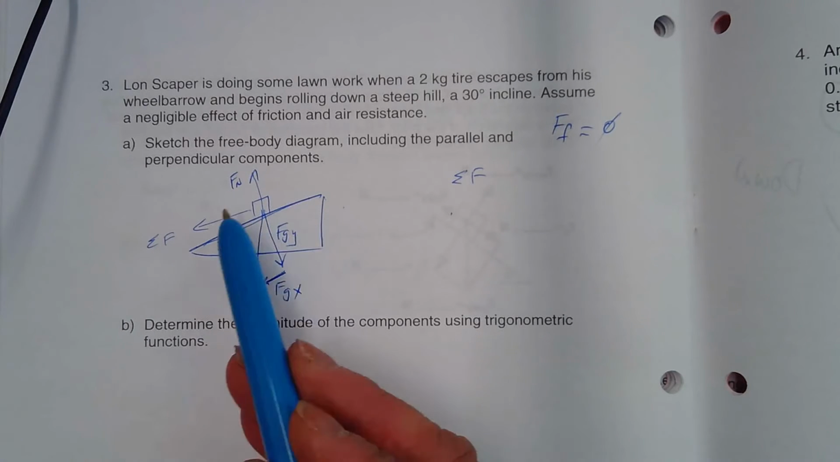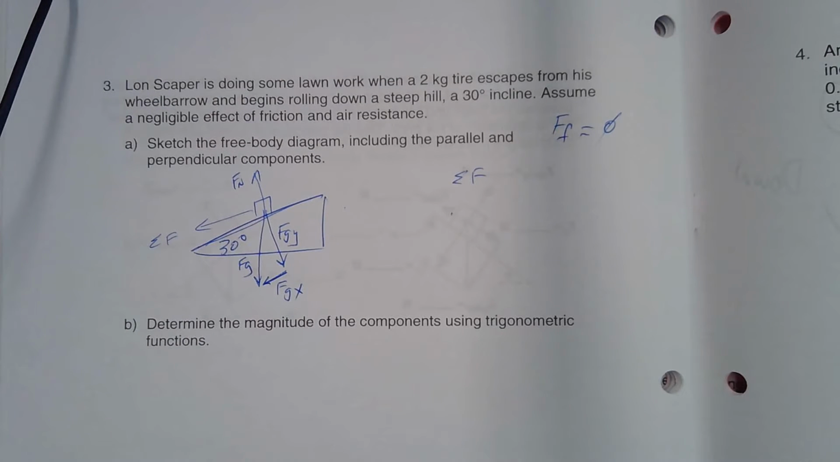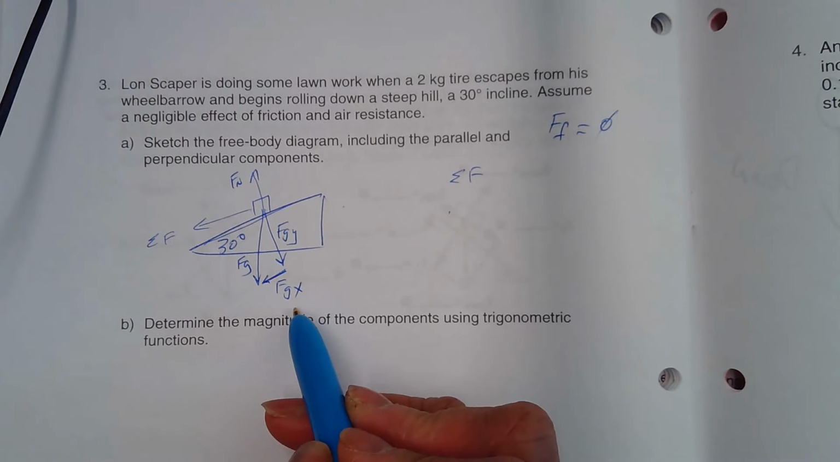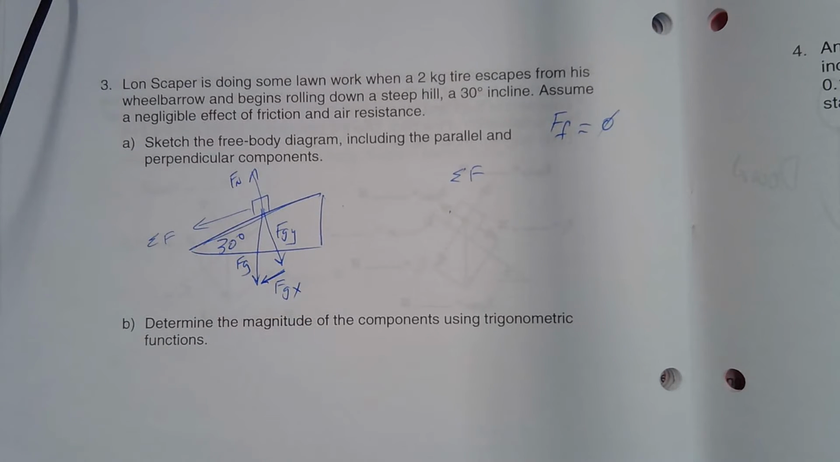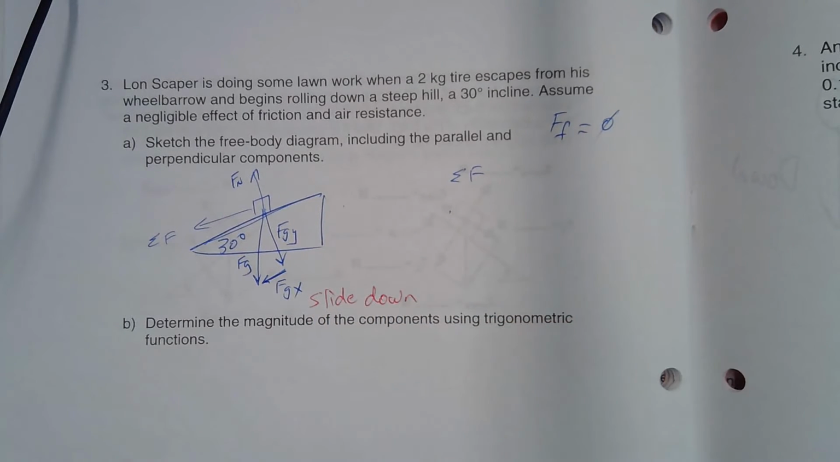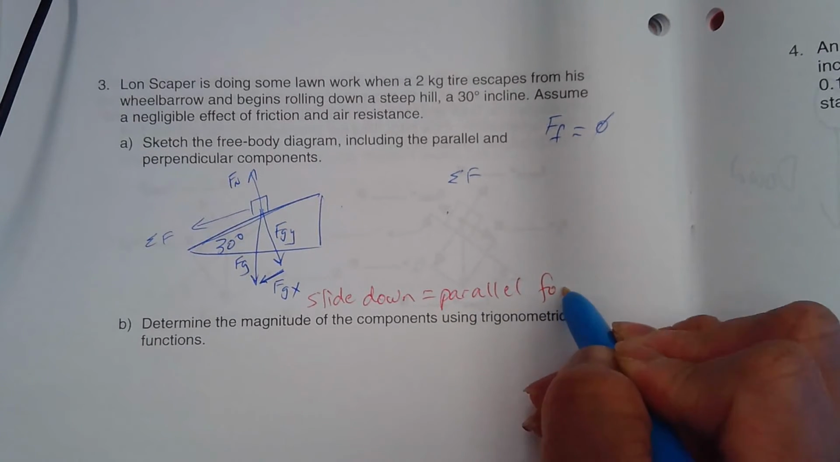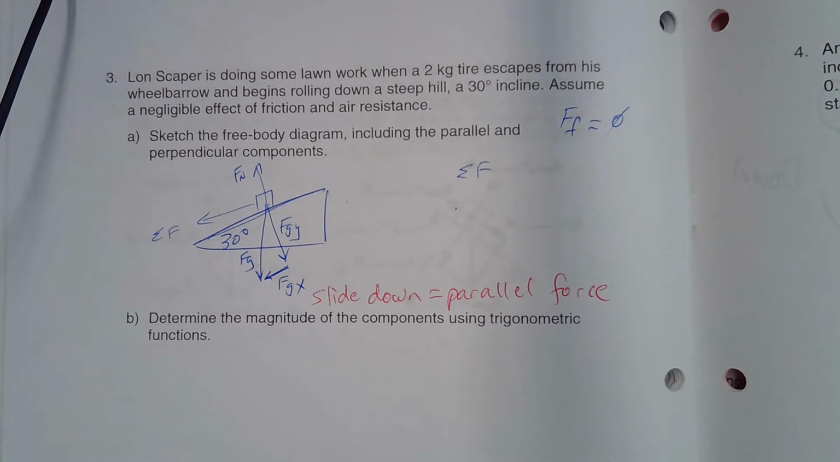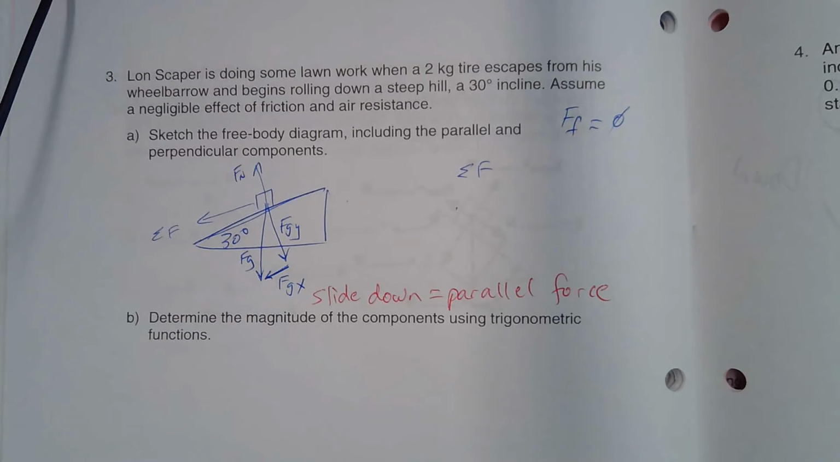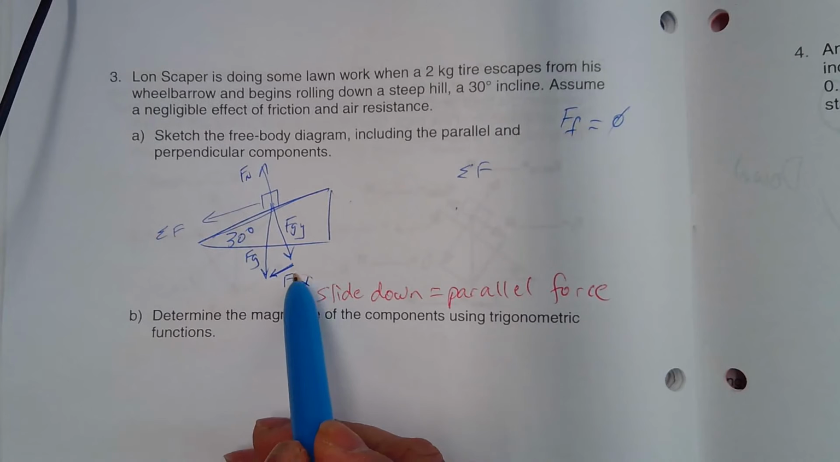So if there's an angle here, what is going to cause that object to slide down? Exactly, the FG of X. This FG of X is going to cause it to slide down the incline. That is called the parallel force. Parallel with the inclined plane. That is going to make it slide down, not FG, because FG always points to the center of the earth, straight down vertically, vertical on the page, right? So this is actually what's going to slide it.